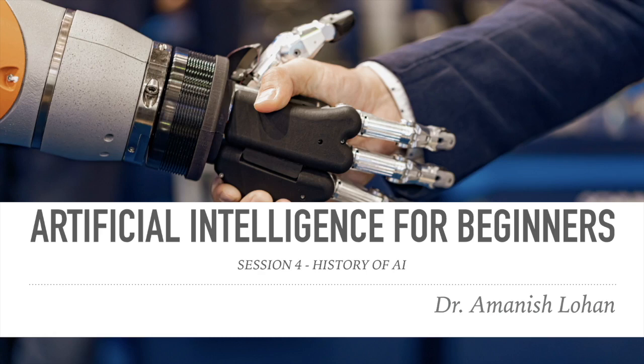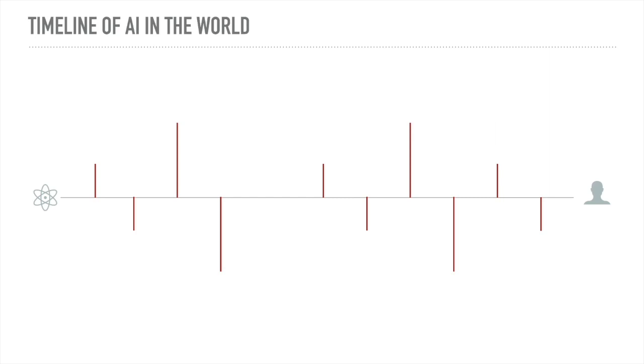So, we are at the fourth session of this course on artificial intelligence for beginners, and today we are going to talk about the history of artificial intelligence. Now, I know that it's not one of the most interesting topics for a lot of people, but in order to understand where the technology is heading, we need to understand where the technology came from. And that is why history of any concept, including artificial intelligence, is so important to understand.